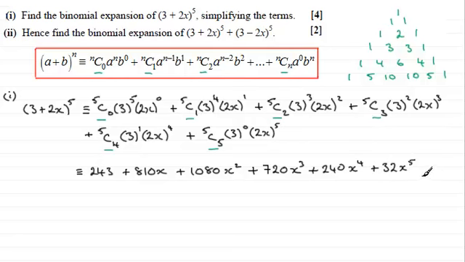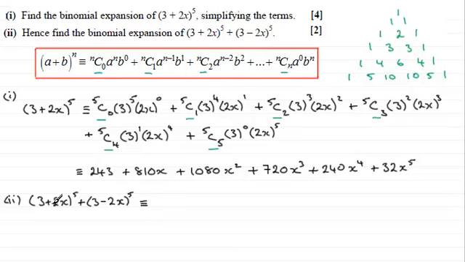All right? Now, for part 2, okay, we've got to go on. It says, hence find the binomial expansion of 3 plus 2x all to the power 5 plus 3 minus 2x all to the power 5. So for this, we don't really have to expand everything like we did here. We can just pick up our results from here. Let's just put down what the question is first of all. We've got 3 plus 2x then, all to the power 5, plus 3 minus 2x, all to the power 5.